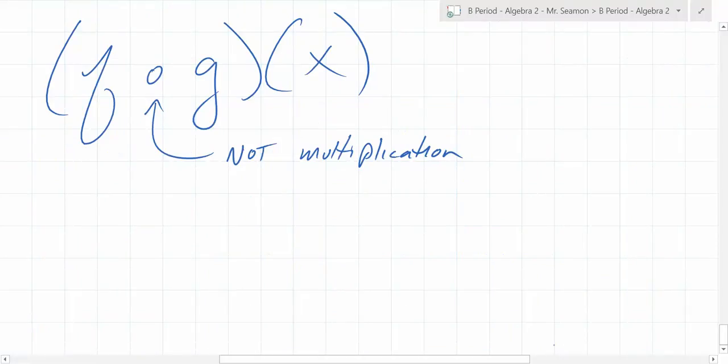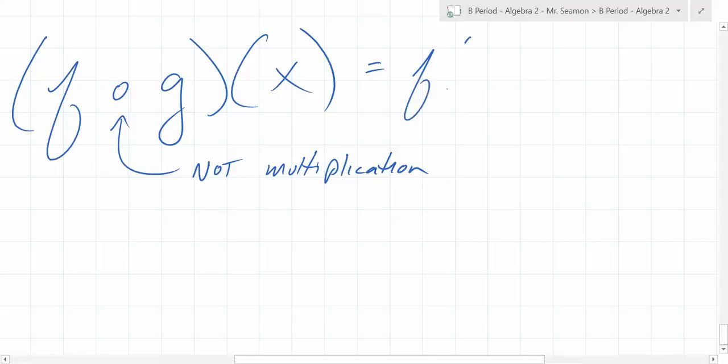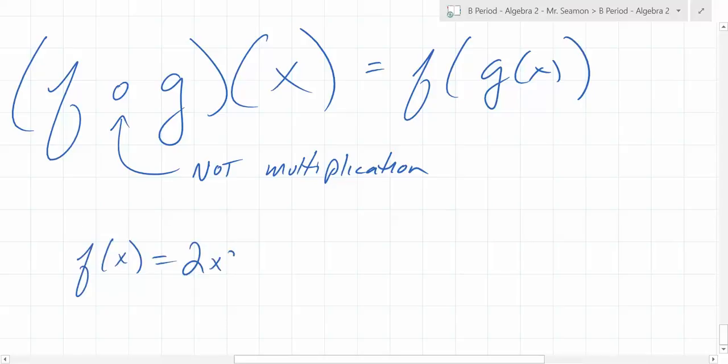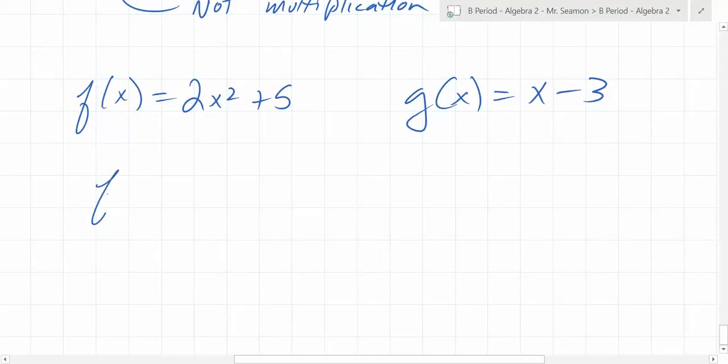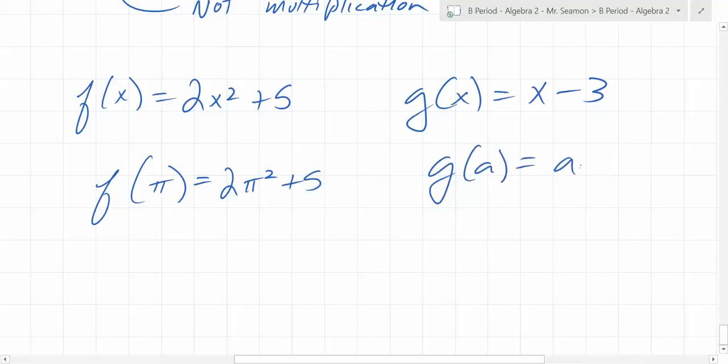This means f gets g plugged into it. What do I mean by this? Let's say f of x was 2x squared plus 5 and g of x was x minus 3. Let's say I asked you for f of pi. What is f of pi going to be, Katie? F of pi is going to be 2 pi squared plus 5. Correct. And what's g of a going to be? A minus 3. Correct. It doesn't matter what I put in there. You're just plugging it in for wherever x is.